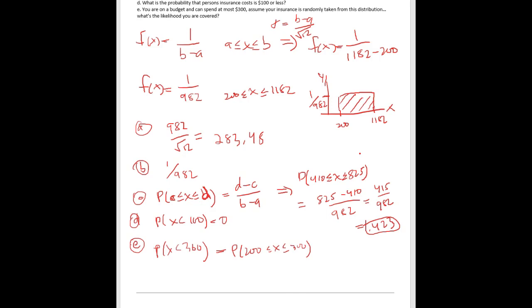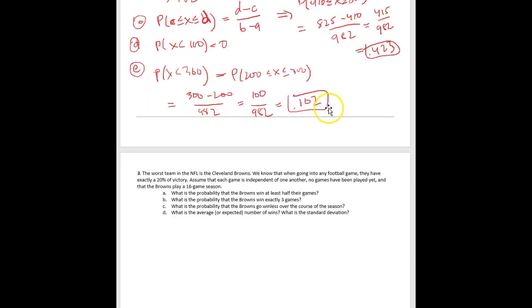And we have a formula for that. We just use that. So that's going to be our D minus C over our B minus A. D in this case is going to be 300. C is going to be 200. And that's going to be over our 982. So it's going to be 100 over 982, and that is going to be 0.102. As always, guys, let me know if you have questions. I'll be happy to answer them. We're going to move on to the next problem.